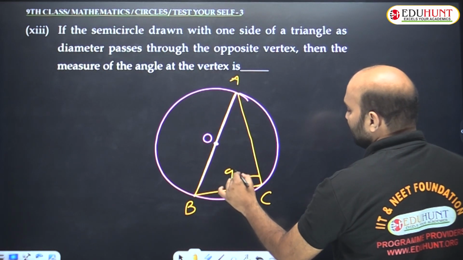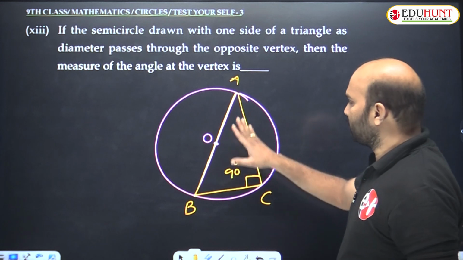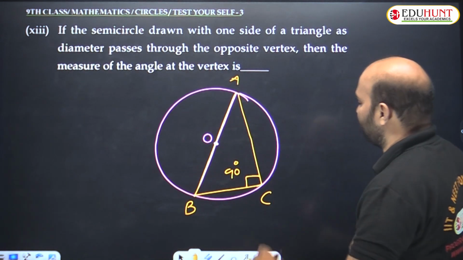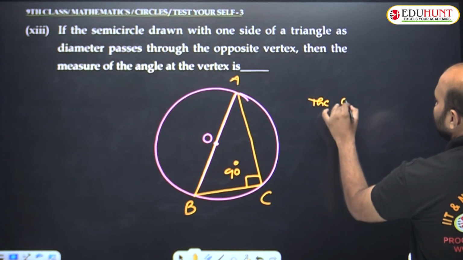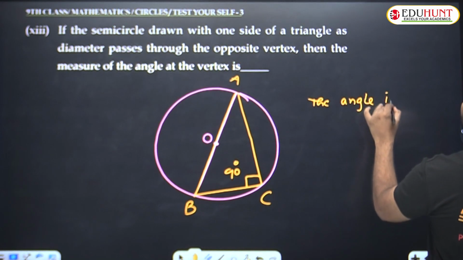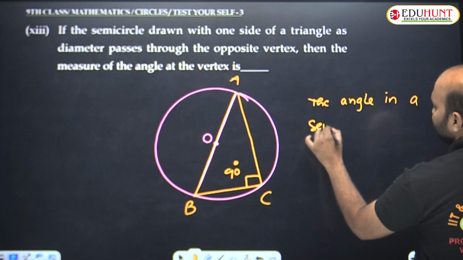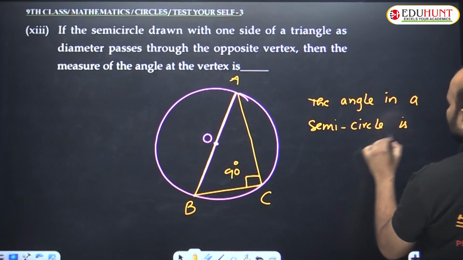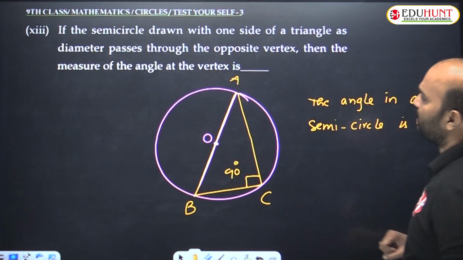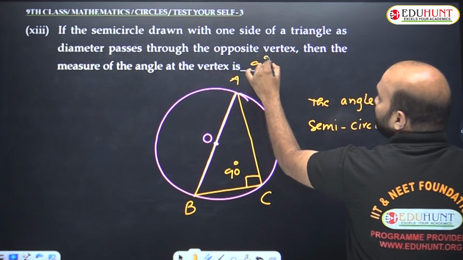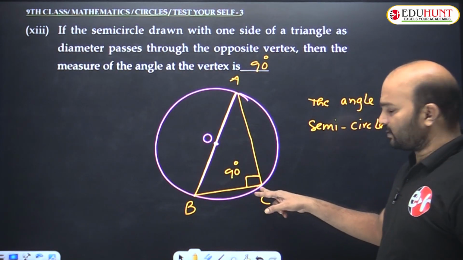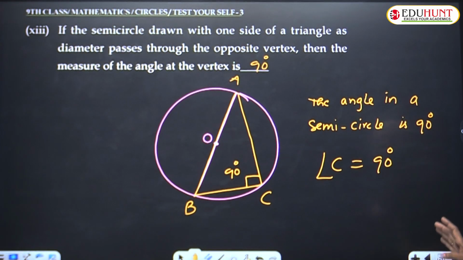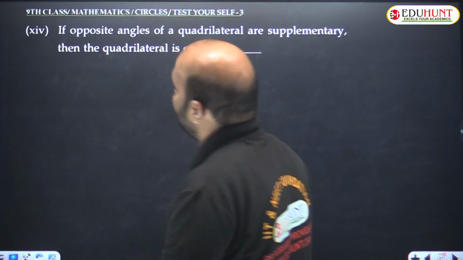So this is always 90 degrees because of the angle. So clearly we need to understand that the angle in a semicircle is always 90 degrees. The angle in a semicircle is 90 degrees. Am I clear? Then the answer is 90 degrees. So the measure of the angle at the vertex, angle C, equals 90 degrees. Am I clear? So let's go to Roman number 14.